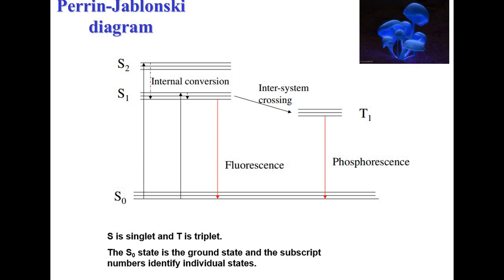When electromagnetic light falls on an electron here, S0 is the ground state, and S0 represents the singlet ground state. S1 is the singlet excited state, S2 is the higher singlet excited state, and T1 is the triplet state.